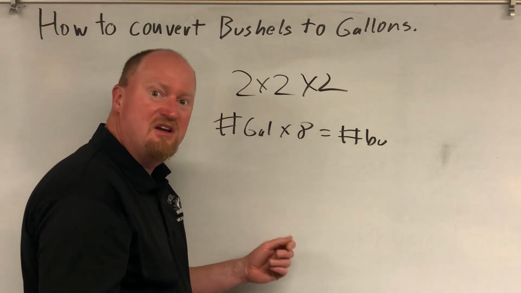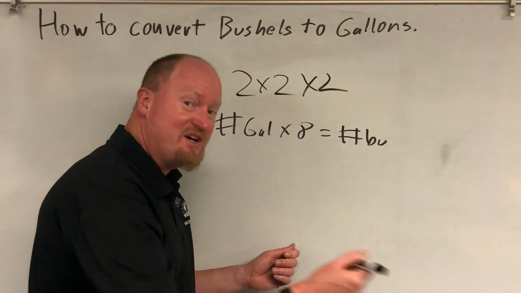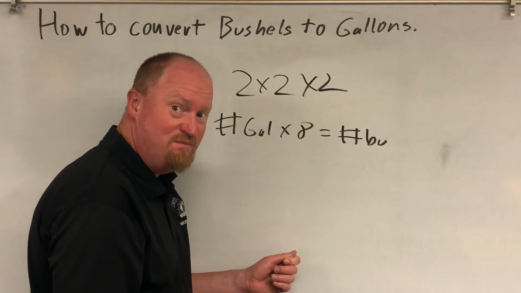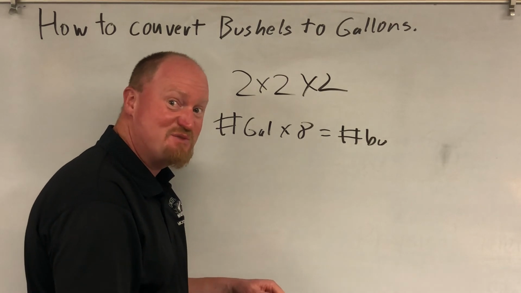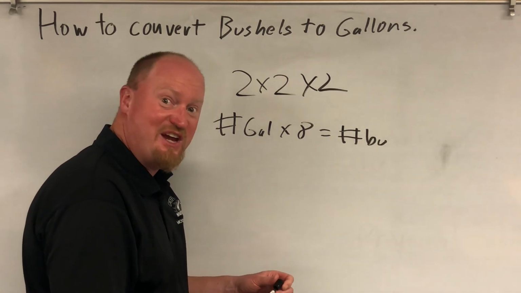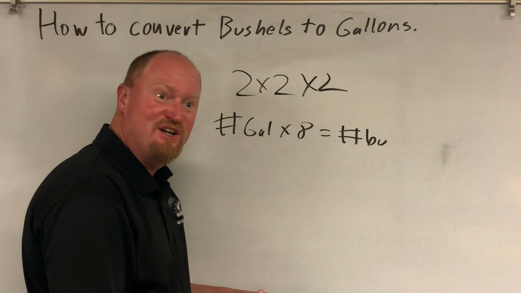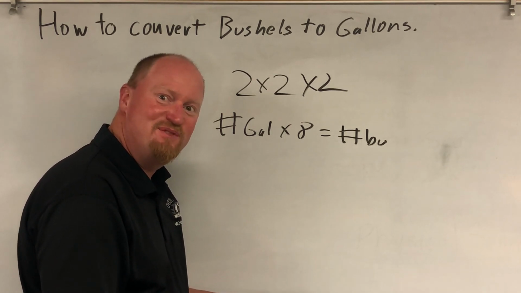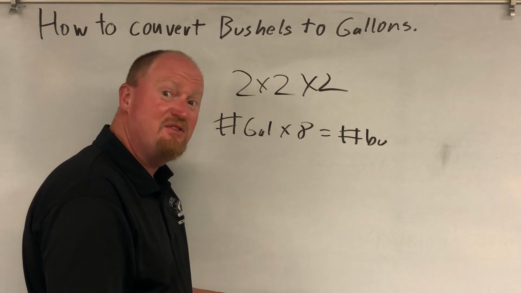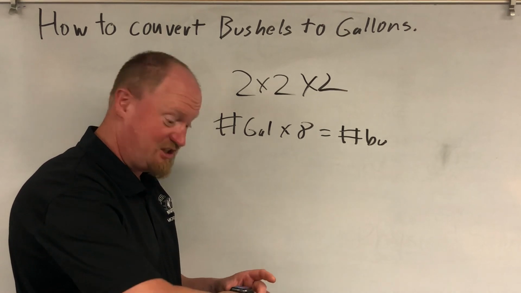So 9.3 liquid US gallons for a US bushel, 8 dry US gallons for a US bushel, and 8 British gallons for a British bushel. And I hope this is helpful because, yeah, I mean, bushels, there's a reason we don't use these much anymore.